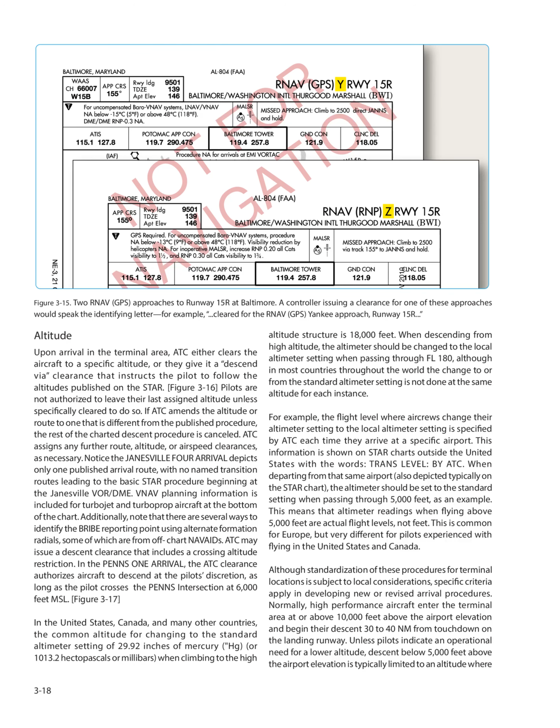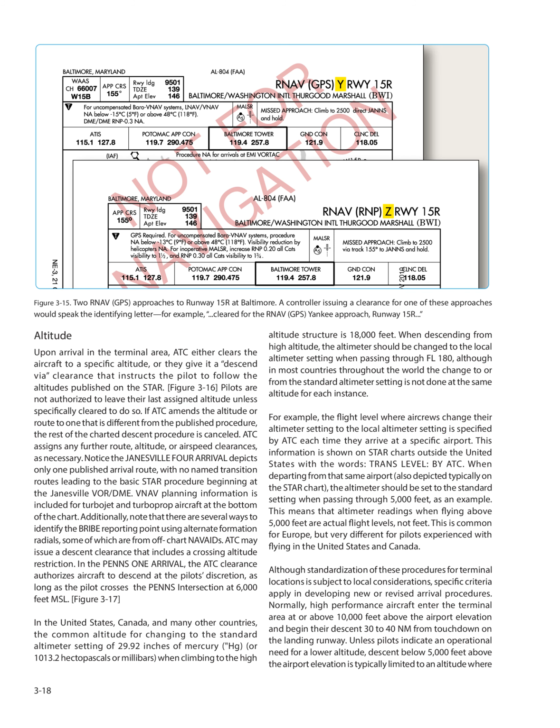Altitude. Upon arrival in the terminal area, ATC either clears the aircraft to a specific altitude, or they give it a descend via clearance that instructs the pilot to follow the altitudes published on the STAR. Figure 316. Pilots are not authorized to leave their last assigned altitude unless specifically cleared to do so. If ATC amends the altitude or route to one that is different from the published procedure, the rest of the charted descent procedure is cancelled. ATC assigns any further route, altitude, or airspeed clearances as necessary.